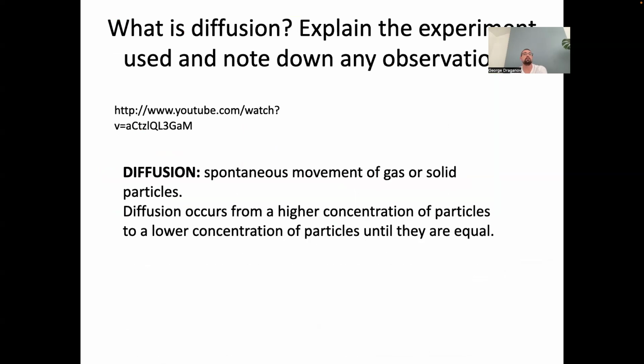Now, diffusion is defined as the spontaneous movement of gas or solid particles from a higher concentration to a lower concentration until they're equal. So if you spray some deodorant here on this side of the room, the particles will diffuse from where there's a high concentration, where I've just sprayed, to the other side of the room, where there's a lower concentration. And just like an air freshener as well, that would then spread out throughout the room until it's equal.